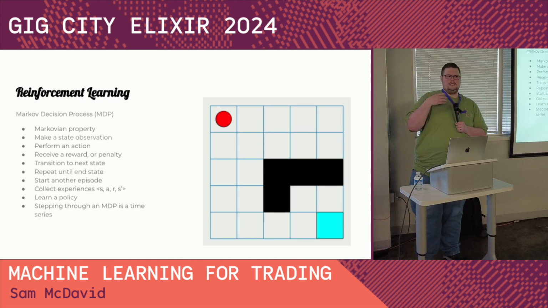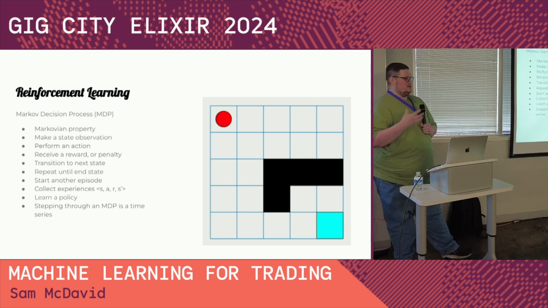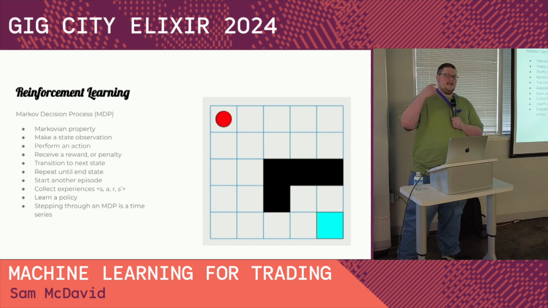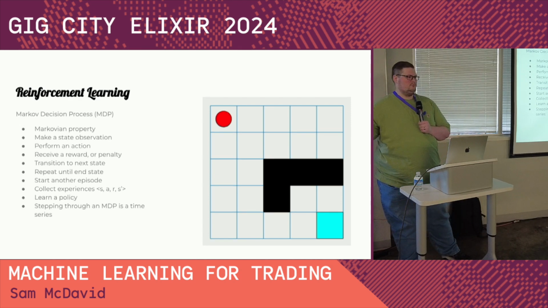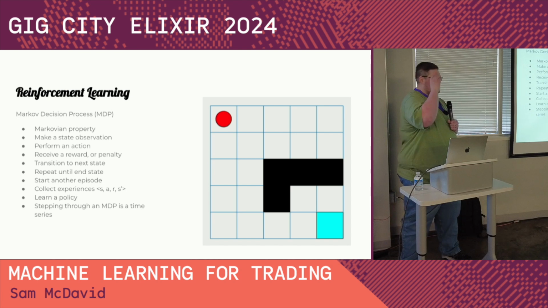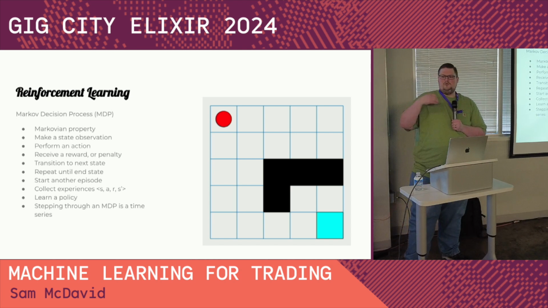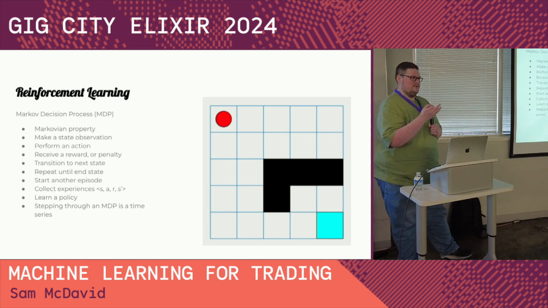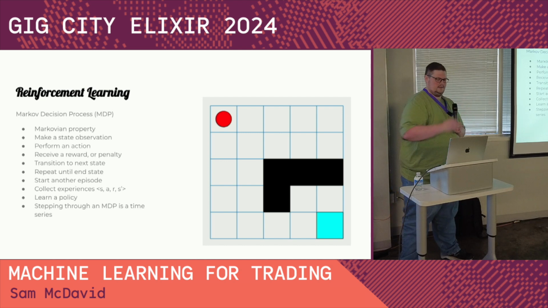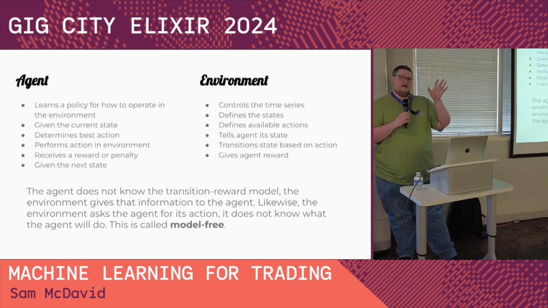In reinforcement learning, we are learning a policy. We're not learning a model, because you can throw these agents into any environment and they'll still learn how to operate in that environment. So you want to know a policy for how to act within that specific environment. That's the key here.